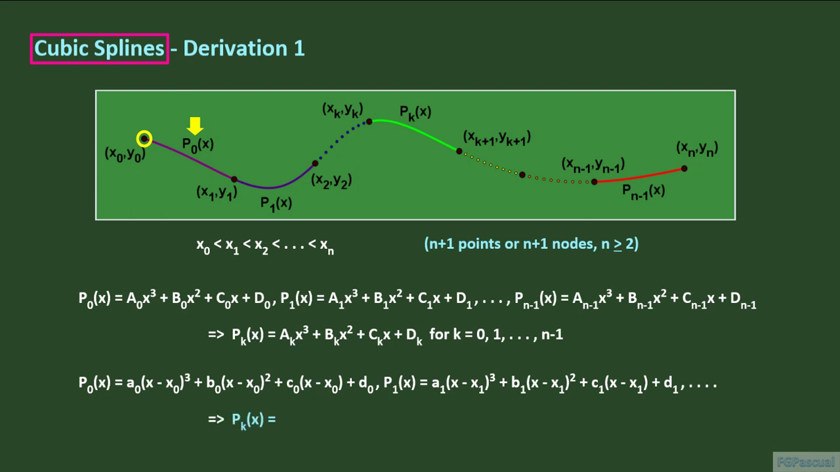And so in general, p sub k of x is equal to lowercase a sub k times the cube of x minus x sub k plus lowercase b sub k times the square of the quantity x minus x sub k plus lowercase c sub k times the quantity x minus x sub k plus d sub k for k equals 0 through n minus 1. This is just an equivalent form of the original form that we wrote down, which is that using the uppercase a sub k, uppercase b sub k, uppercase c sub k, uppercase d sub k. And now the lowercase letters are the unknowns that we are solving for.